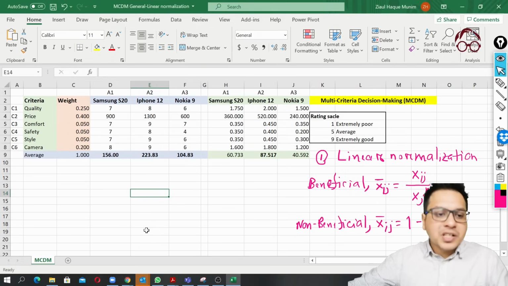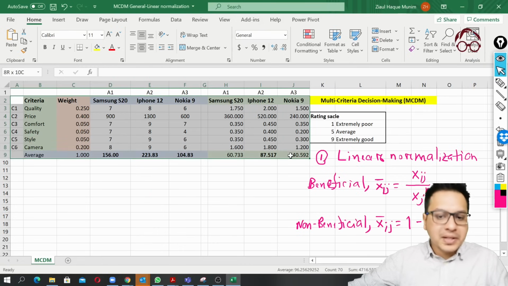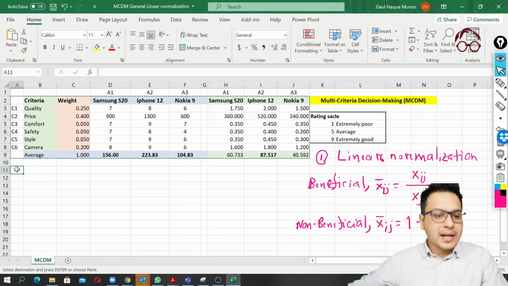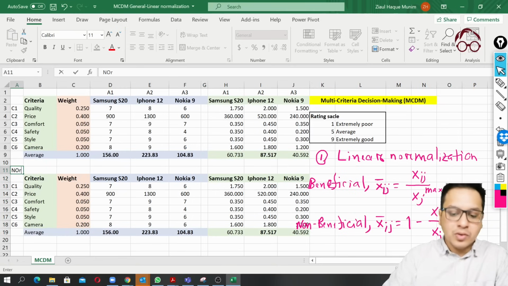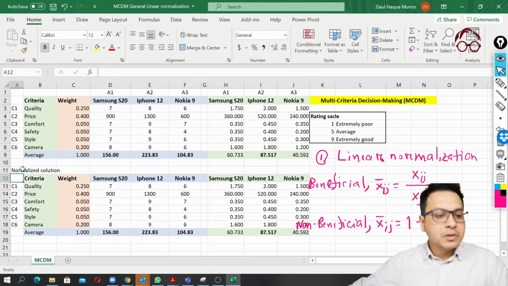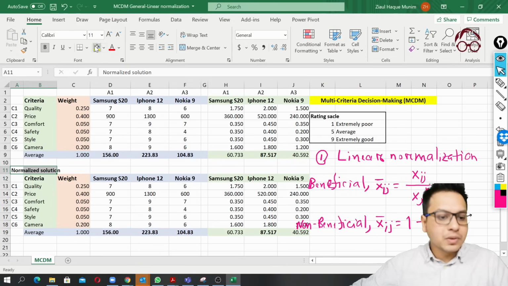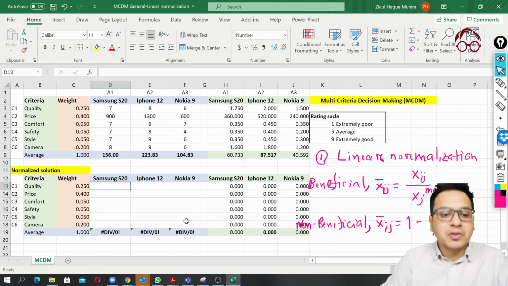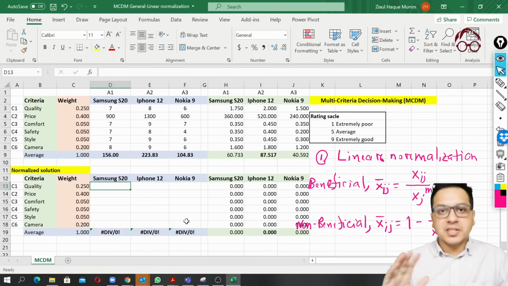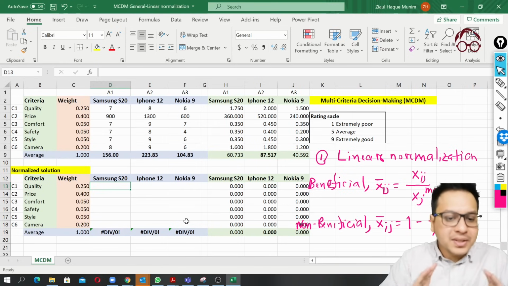Okay, so first I'm simply going to copy this whole thing and paste it here. And here I'm going to say normalized solution. Great. And this is the part I'm going to remove, because only this part is going to change. The other parts of the calculations and multiplication are going to remain the same. Only this is the part where we have to normalize the scores.